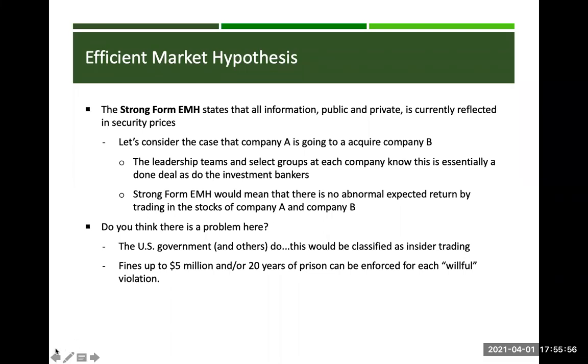Now, you can use the raise hand feature in Zoom, or you can comment in the chat. But does anyone see a problem with this assumption, with this hypothesis?